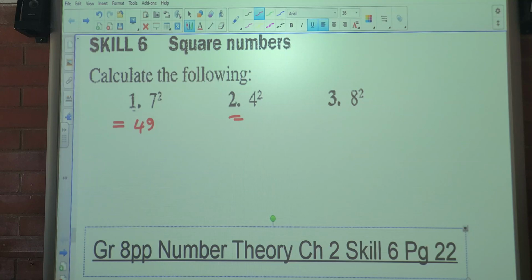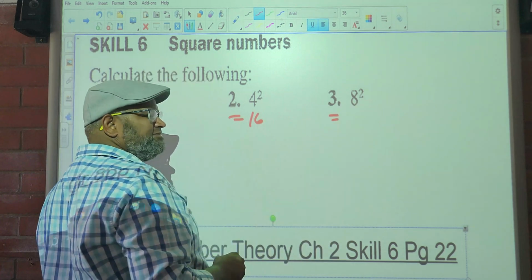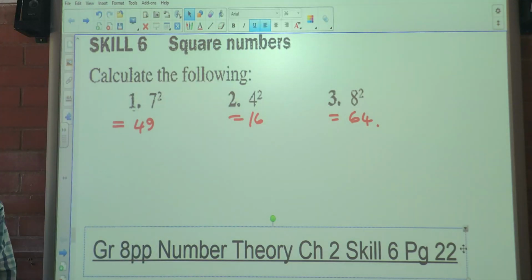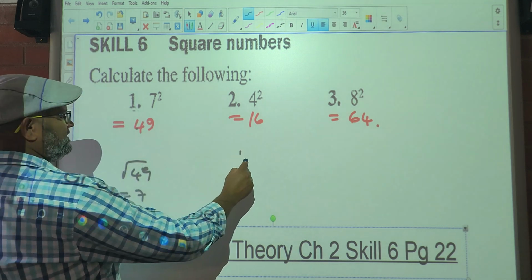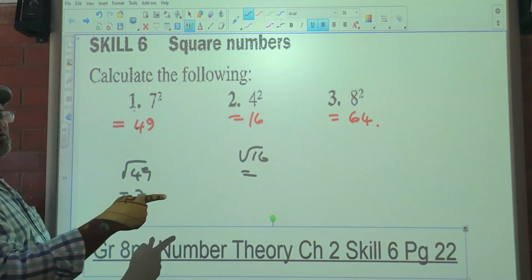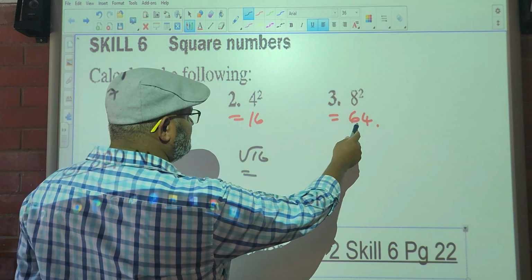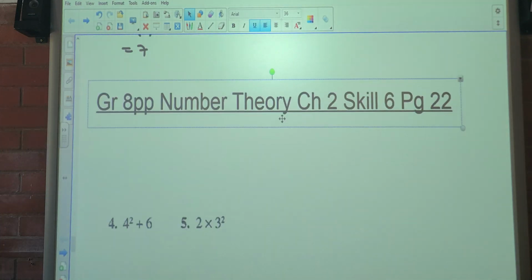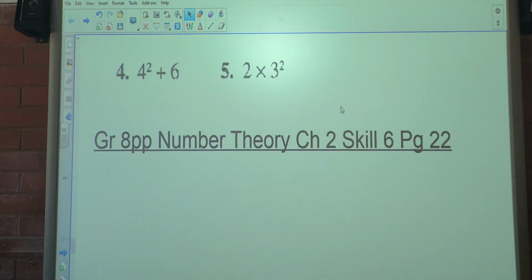4 squared, 4 times 4, which is 16. 8 squared, 8 times 8, which is 64. You all understand it, no? Yes, sir. So what is the square root of 49? 7. Not so. What's the square root of 16? 4. What's the square root of 81? 9. And so on and so on. You guys understand? Yes, sir. Nice. So that is basically the reverse, the opposite operation. Okay.